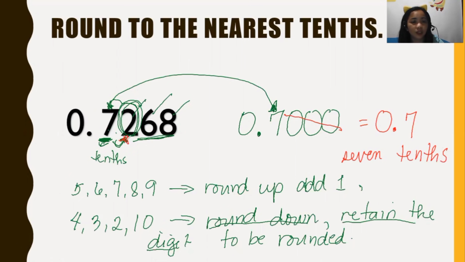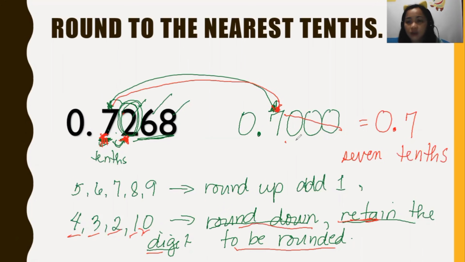Ulitin natin. Since 2 is the number to the right of 7, sabi dito kapag 4, 3, 2, 1, and 0, it is round down. Retain the digit to be rounded. Ang ira-round ay 7, ang katabi ay 2, so i-retain. Hindi mo babaguhin. At lahat ng digit na nasa likod ng 7 ay magiging 0 o pwede mo na alisin. Therefore, the answer is 7/10. Now, let's go to the next page.